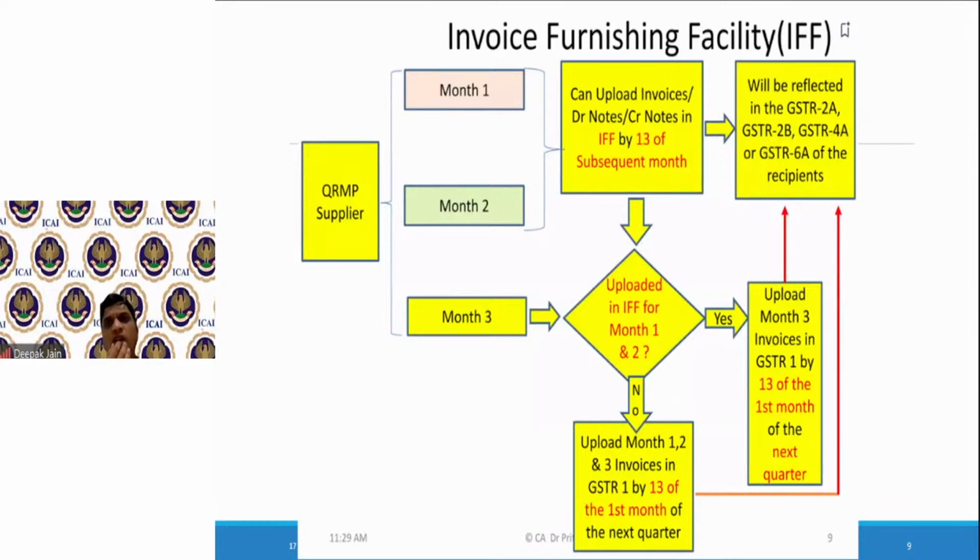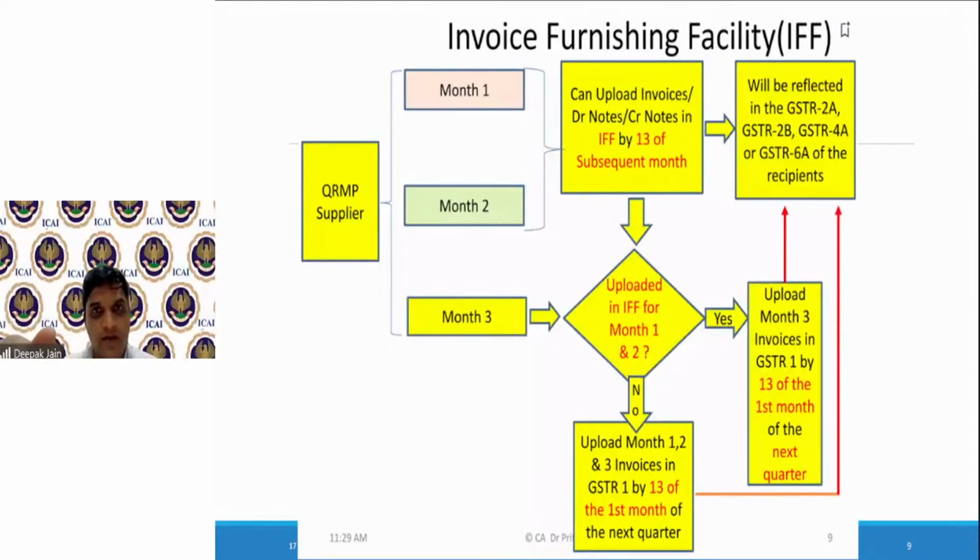Now we are talking about this QRMP. Somebody was asking what is QRMP? Quarterly return, monthly payer. Now these QRMP people also, they said that you file your GSTR1 and 3B on a quarterly basis. Okay, I will file quarterly. But the problem comes with the buyer.